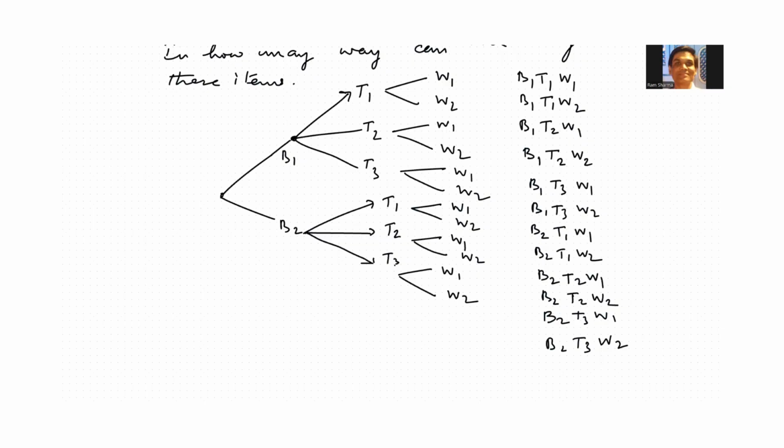So how many ways? 12 different ways. We could possibly have written them as 2 bags multiplied by 3 tiffins multiplied by 2 water bottles. So 2 times 3 is 6, times 2 is 12 ways. So this is another example through which we understand this problem.